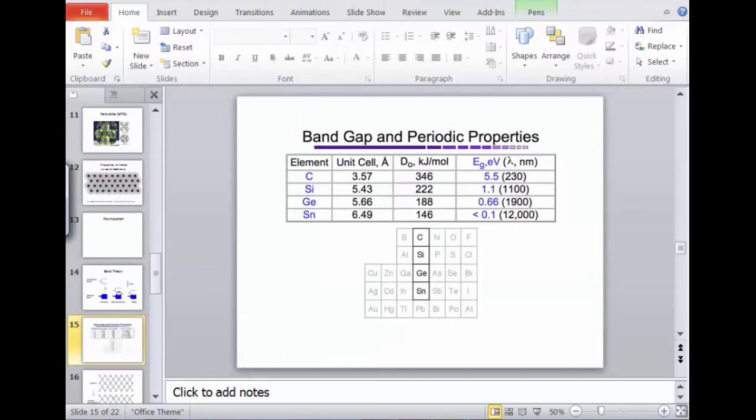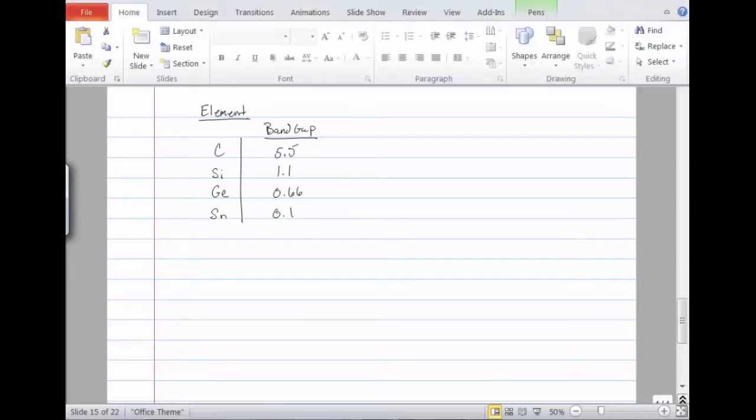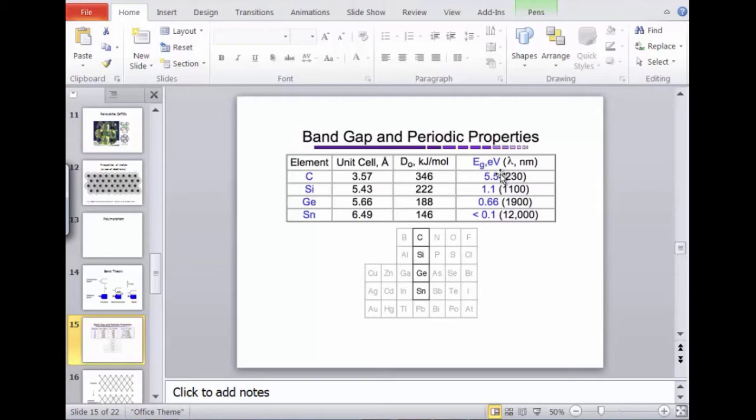So carbon, silicon, germanium, and tin, they differ a lot in the size of their unit cell, and the actual energy between the bands. And so, actually, let me write this down, because I have some different data in my notes here. So for the element, I want to talk about the band gap. And that's what was on that table, except it was just written in different terms. So this is electron volts.